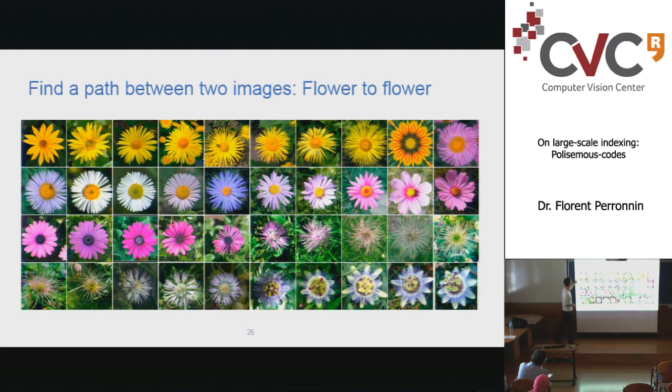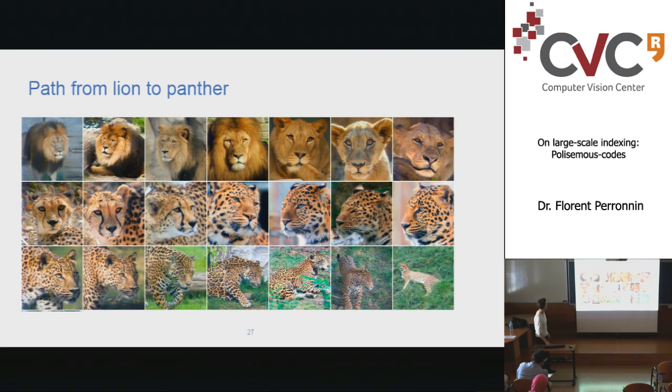But here, we go from one object to a similar object, from one flower to another flower, and you can see that the transition makes pretty much sense, that you go smoothly from one object to another. I have other examples like this, going for instance from a lion to what I think is a cheetah, where you can see that you transition pretty smoothly, from really focusing on the face to then zooming out until you see the full animal. Again, you start from here and you want to go here.